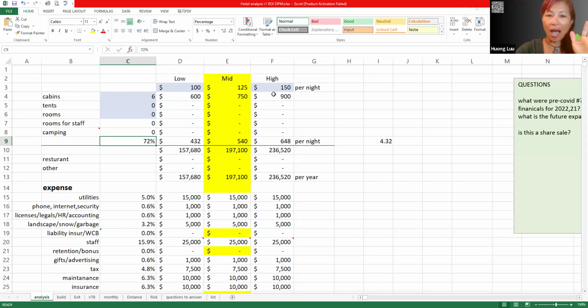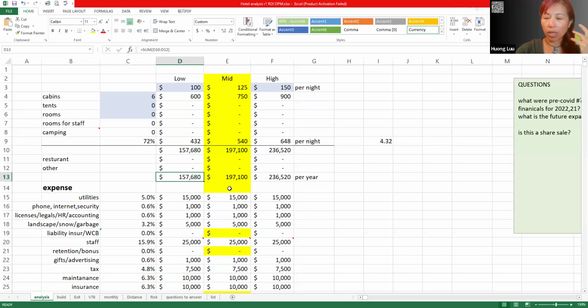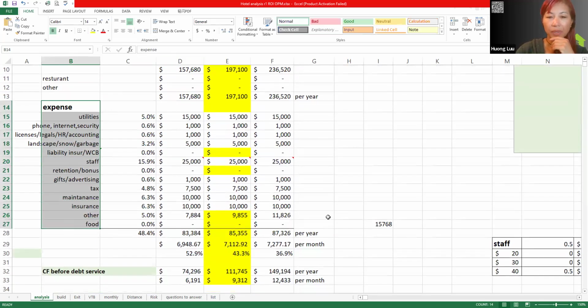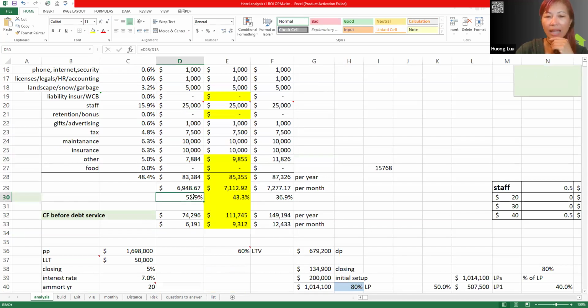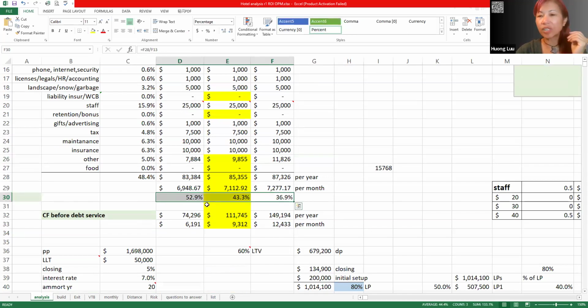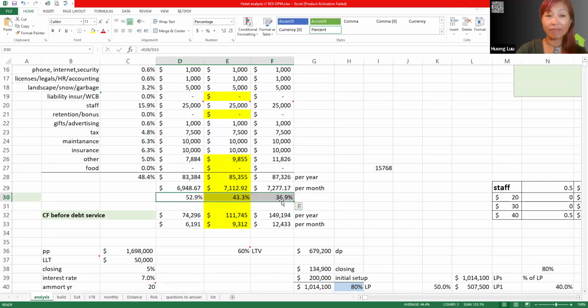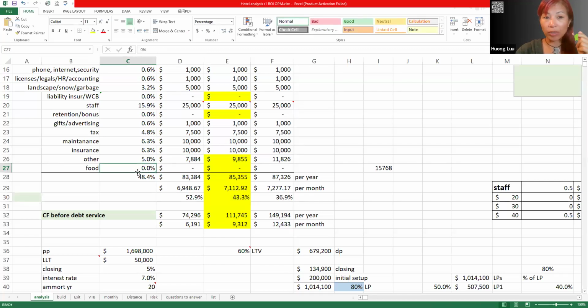I've got my low, mid, and high cost per night. These numbers are just made up numbers, just to share with you some ideas here. And then I've got a breakdown of all my expenses. So basically, I'm operating at around a 36 to 52% expense ratio. For a hotel, campground, stuff like that, this amount will range depending on your staff level, what sort of other expenses you have, and if you have food, like if there's a restaurant component or even a liquor component to it.